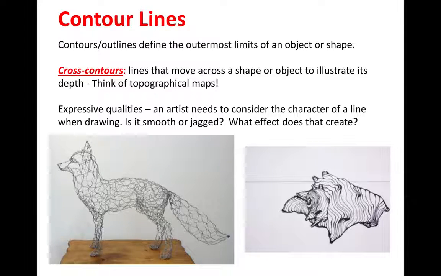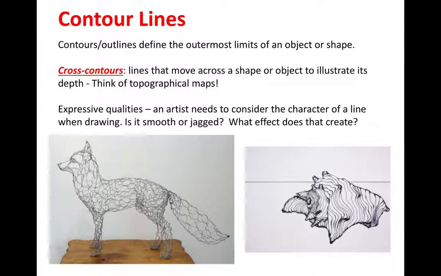Speaking more about contour lines, we want to discuss cross contours. These are the lines that move across a shape or an object to illustrate its depth. I always suggest topographical maps as an example. So when we look at the seashell off to the right, we can see the major contour line or outline being presented, but on the inside, the inner contours give us an example of the peaks and valleys, the depth within this object. So it's not just a flat object anymore. We can give it depth through these lines.